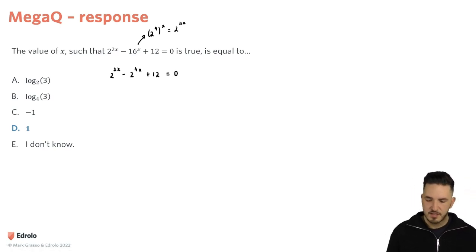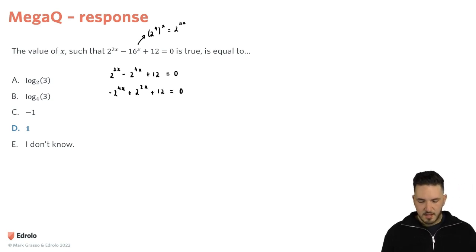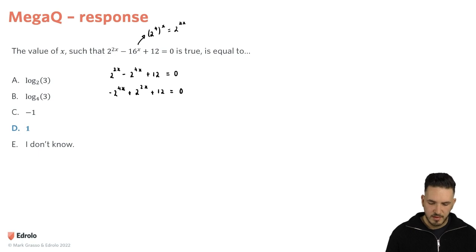So let's rearrange this to have the highest power first. In this case, the 4x would be higher than the 2x. So we would have negative 2 to the power of 4x plus 2 to the power of 2x plus 12 equals 0. You may be thinking, where is this hidden quadratic? What we mentioned before when looking at hidden quadratics is looking for the multiples of 2. We have 2 to the power of 2x. How can we get from 2 to the power of 2x to 2 to the power of 4x?